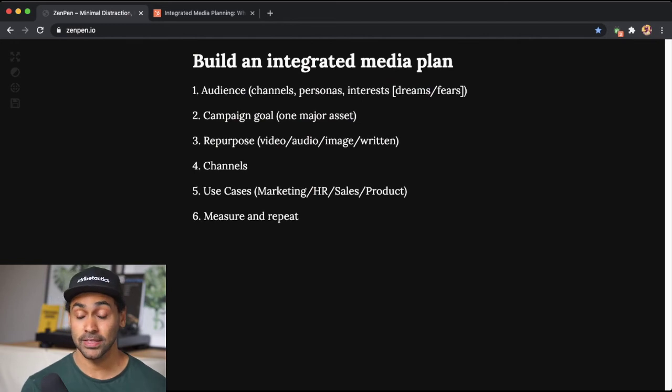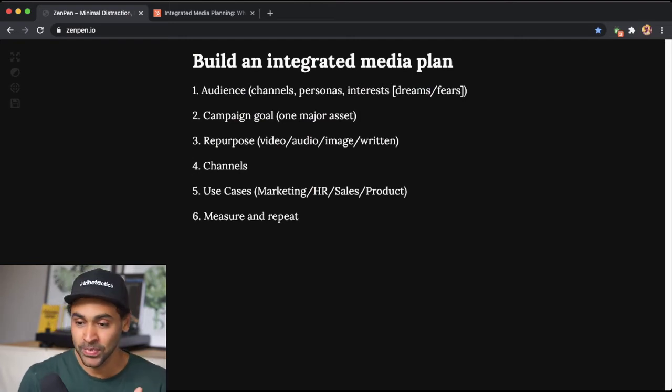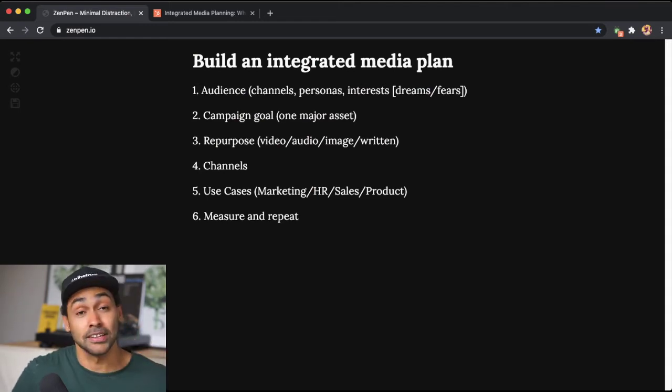All right, so connected to that then is point number 4, which is channels. At this stage, you already have your audience, you already have a strong understanding of what the entire goal of this integrated media plan is, and you probably have a large asset to go with it as well, and you've probably started to repurpose it. Now, repurposing and channels kind of go hand in hand. You almost want to do them together, because based on your understanding of your audience, you can then start to pick the channels that would resonate with them the most. And not only that, but also think of all the different assets that you're going to create and how best they play with these channels.